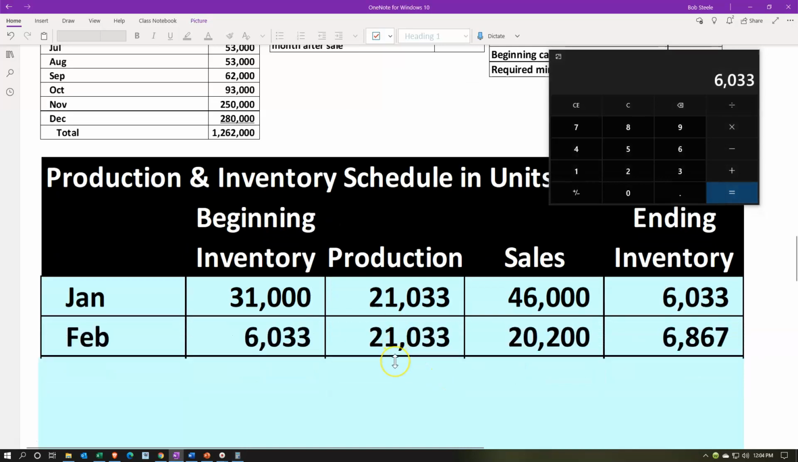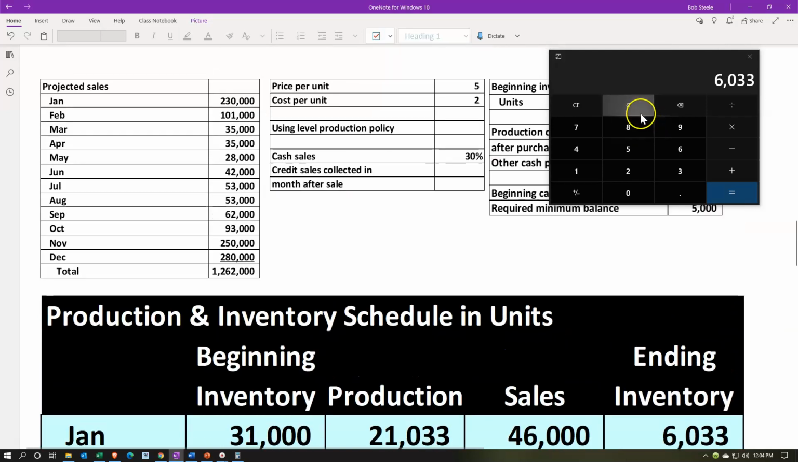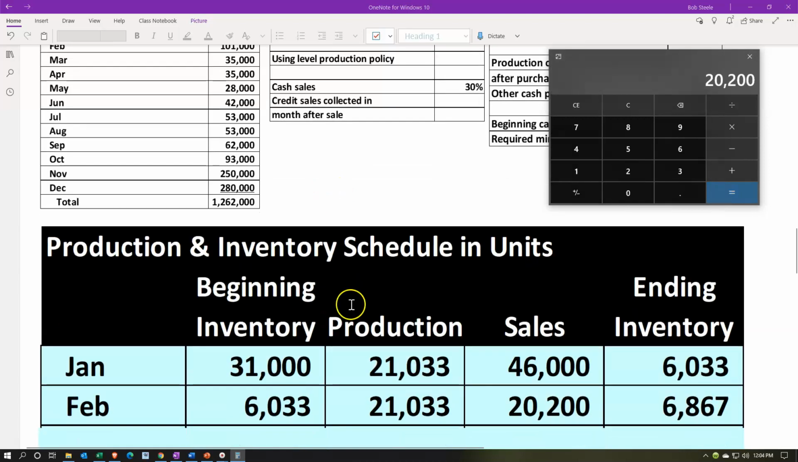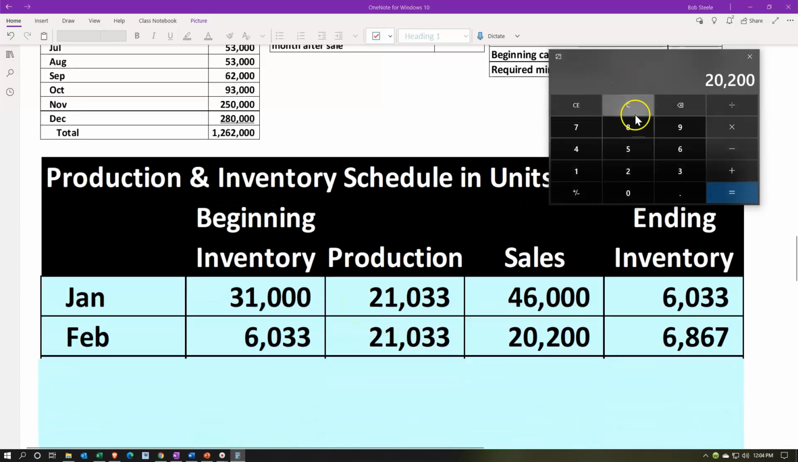So we will repeat this process. For the beginning of February balance, we have the same number. This is going to be our beginning balance for February, the ending balance for January. Production will be the same because we're doing even production. And then the sales, we're going to be picking out from up top. The sales are going to be the 101,000 divided by 5, because we're selling them for $5 each. Therefore, the units will be the 20,200.